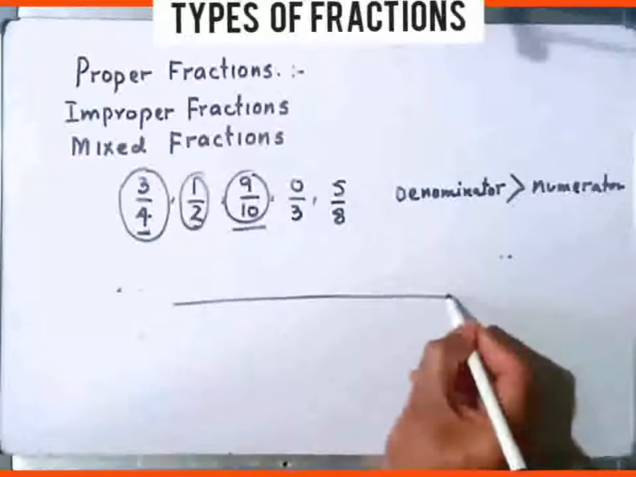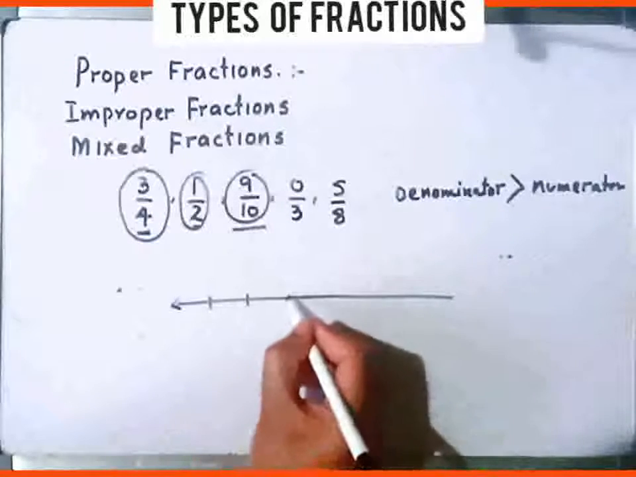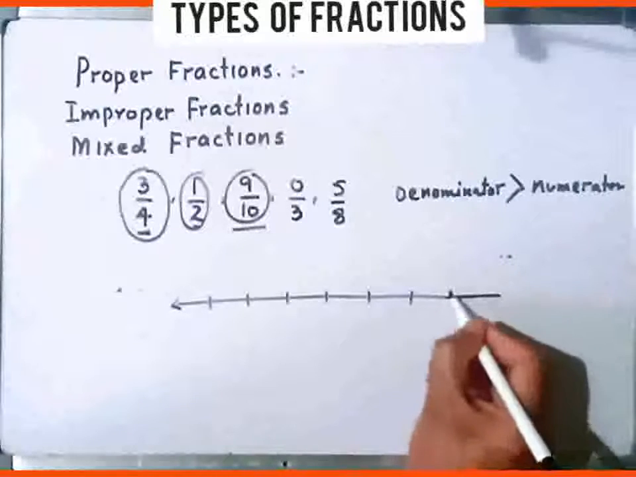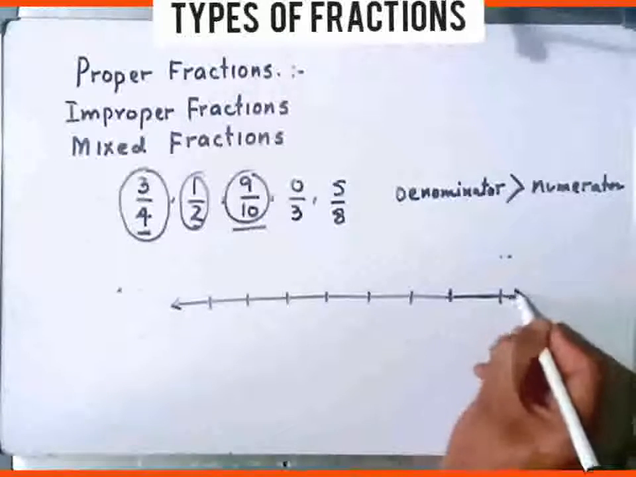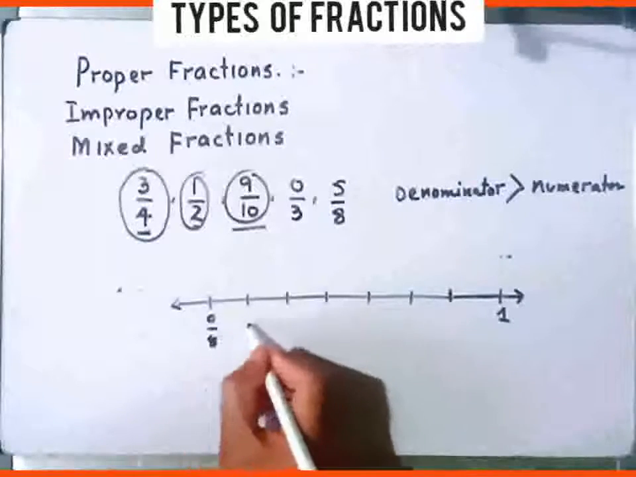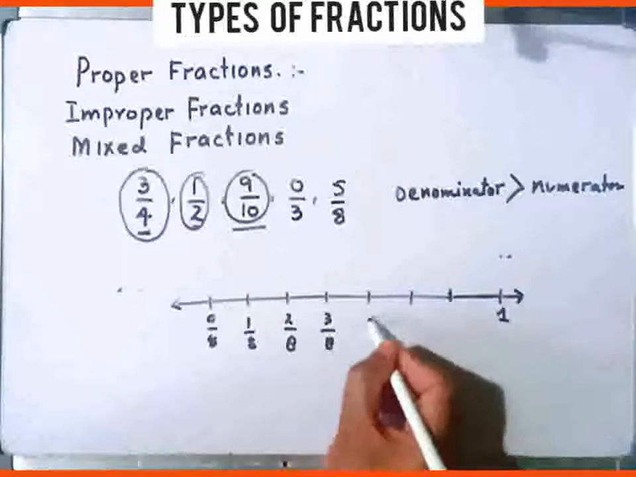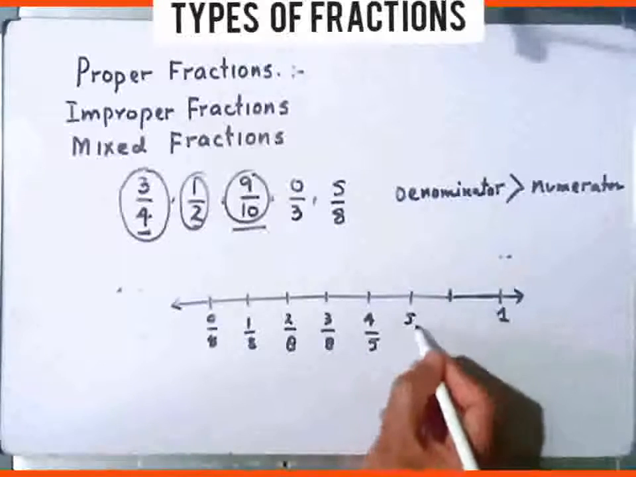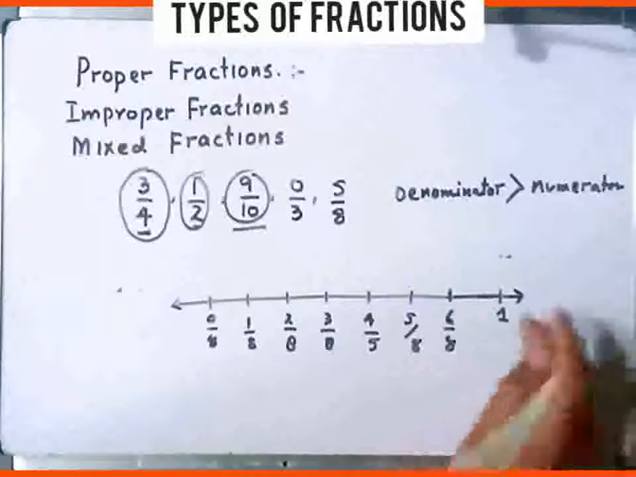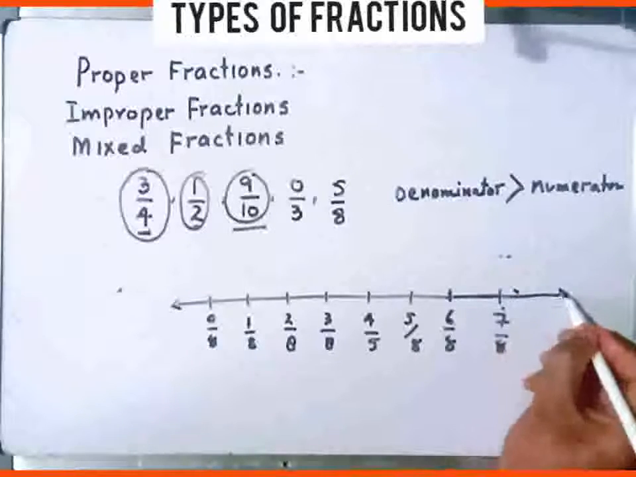Here we have to divide this into 8 equal parts: 1, 2, 3, 4, 5, 6, 7 and 8. This is 1 and this is 0. It will be 0 divided by 8, 1 divided by 8, 2 divided by 8, 3 divided by 8, 4 divided by 8, 5 divided by 8, 6 divided by 8, 7 divided by 8, and here it will be 8 divided by 8.